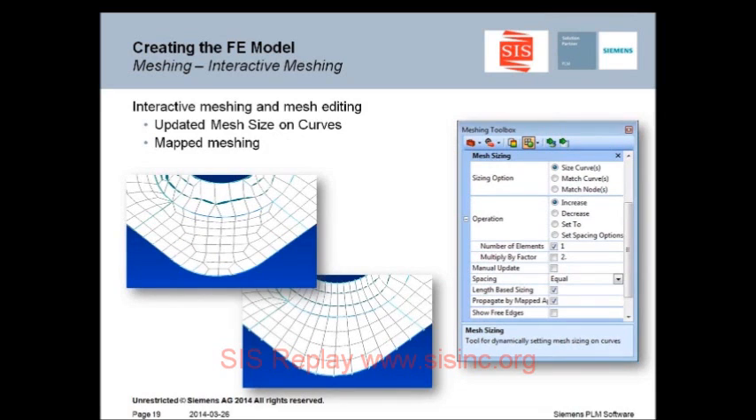Other things that you can do in the interactive meshing toolbox: you can update mesh size on curves, and you can also set to have mapped meshing, and the two images on the left show you what I mean by that. So you can actually map so that you get the same number of elements from one edge right through the surface to the opposite edge, and it just makes for a much nicer looking mesh with better shaped elements.